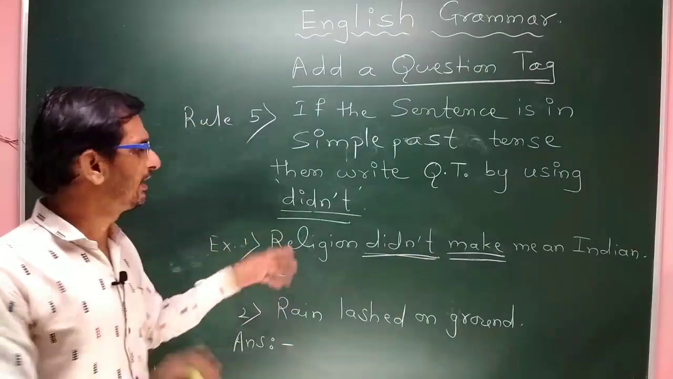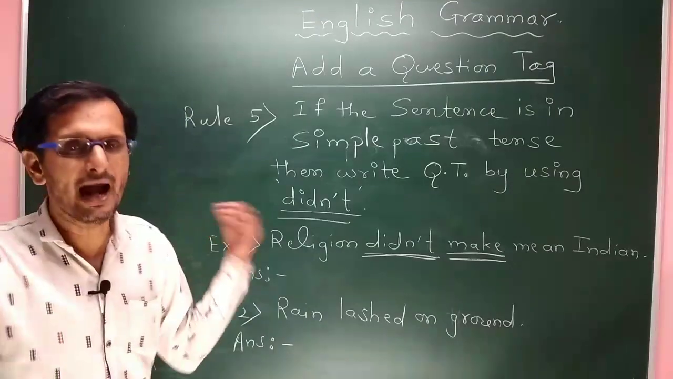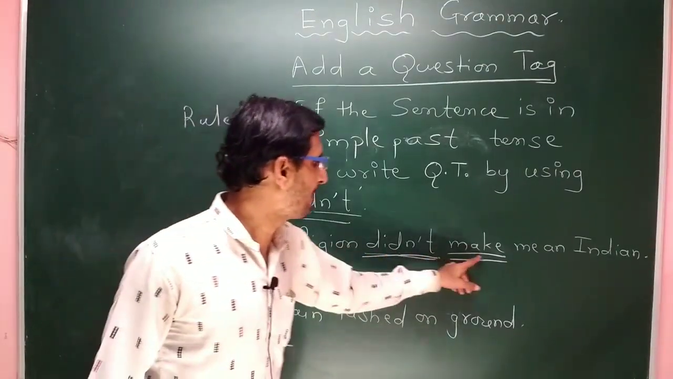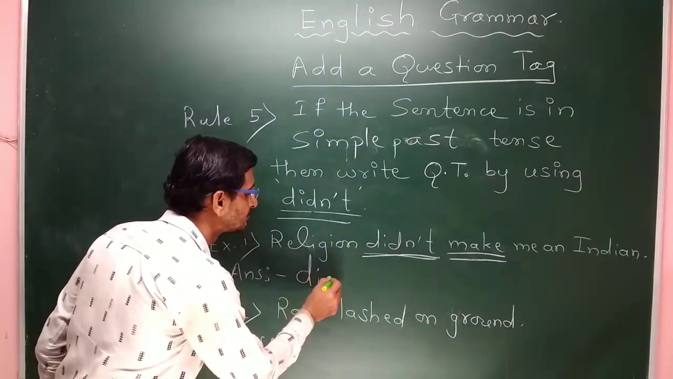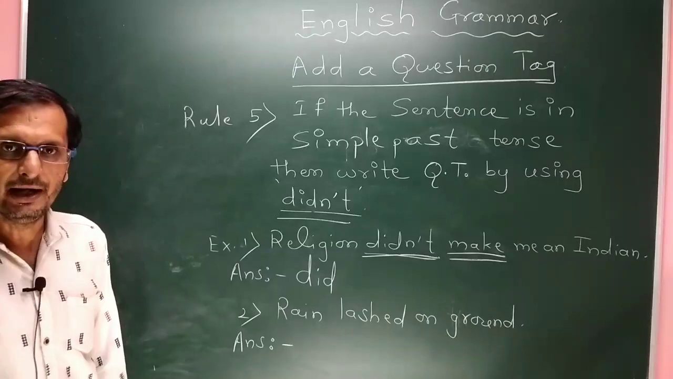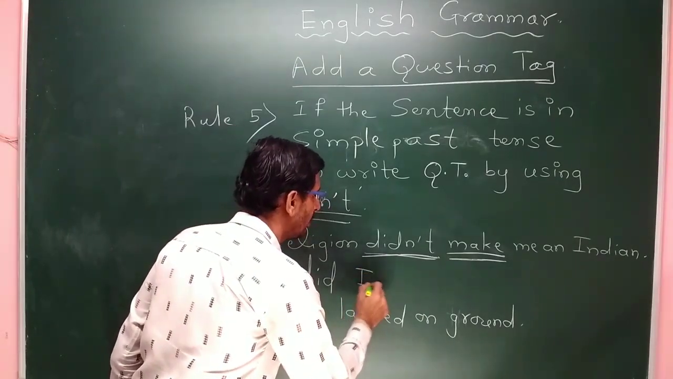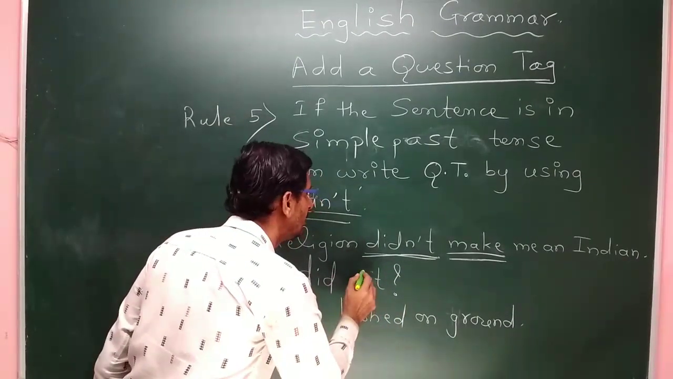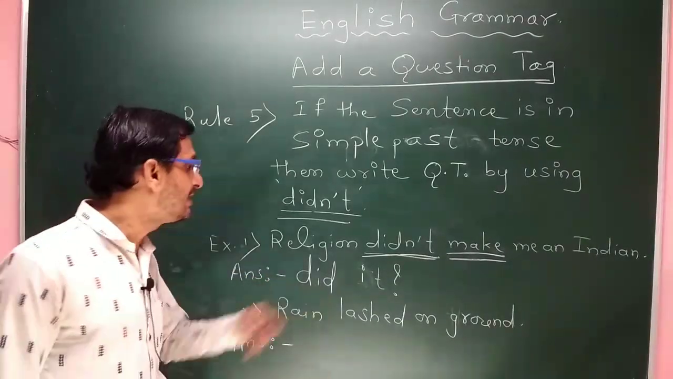Here, actually this sentence is very simple. You don't have to use your brain or be a brainiac. So, religion didn't make me an Indian. Didn't will become did, and religion is a non-living thing. That day also I told you, didn't it, or you can write this way also, didn't it. Why do we have to write did?